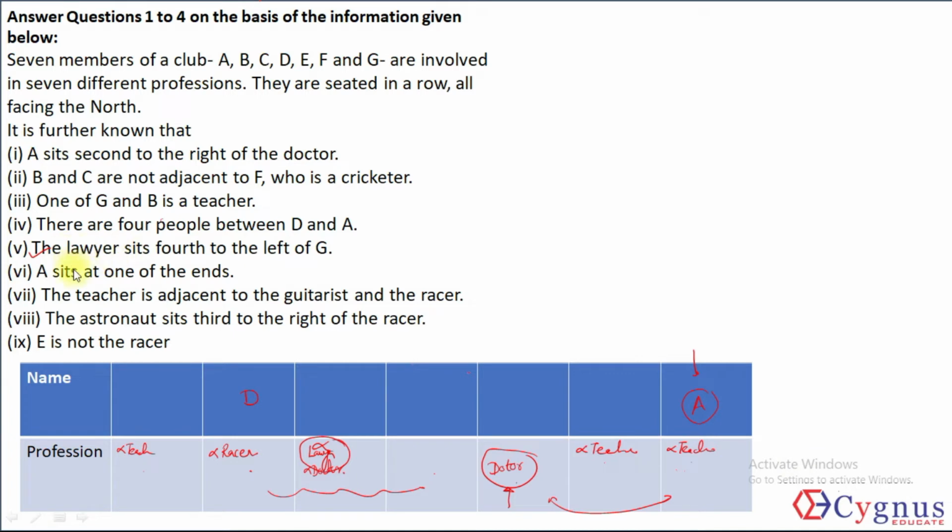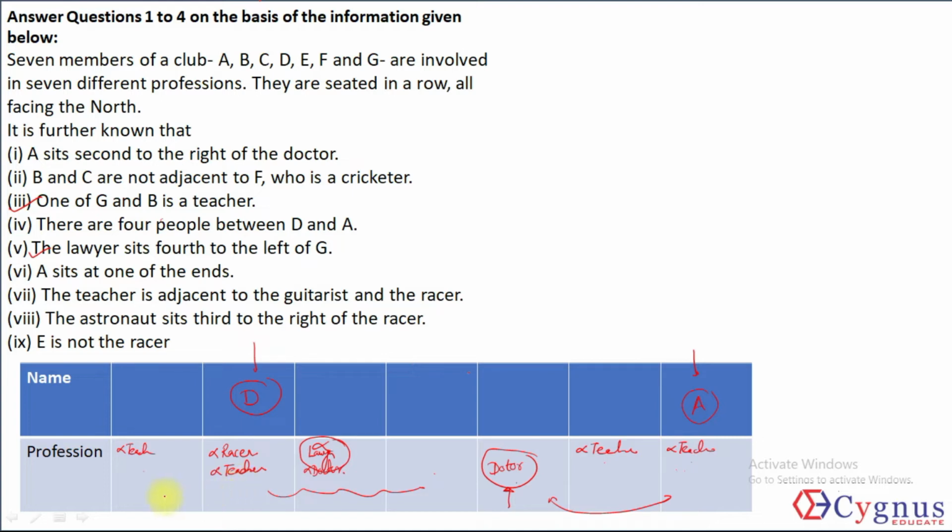Now look at this clue also. One of G and B is a teacher. What's the name of this person? D. That means D can't be a teacher. Because it's clearly given that one of G and B is a teacher. And the name of this person is D, so he can't be a teacher.